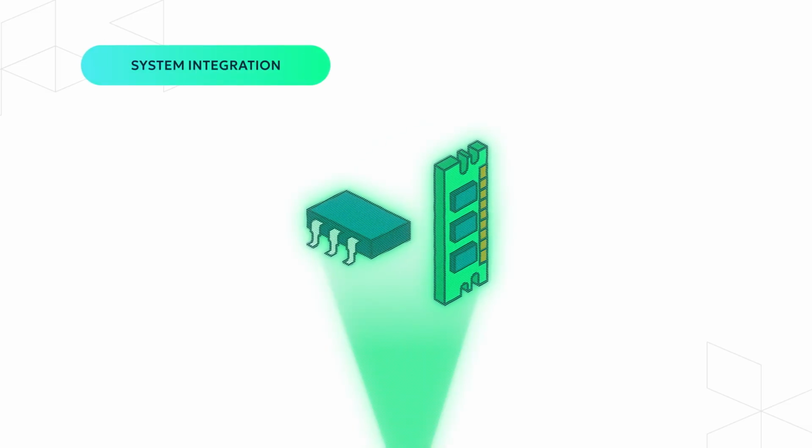System integration. Modern systems use both. SRAM resides at the top of the memory hierarchy for speed, while DRAM sits lower for capacity. This layered approach ensures high-speed access for frequently used data and sufficient capacity for larger workloads.